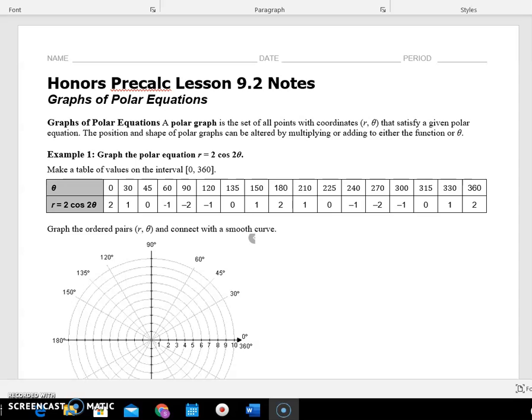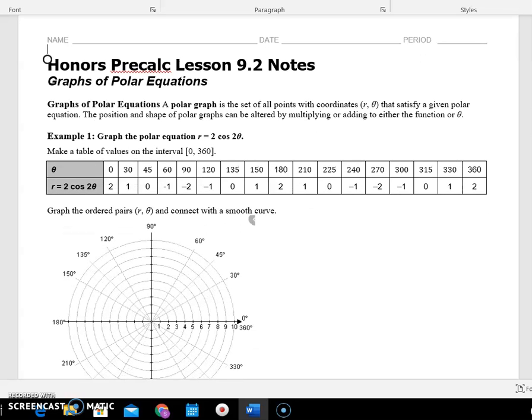We're going to do lesson 9.2, graphs of polar equations. And so we're going to do some graphs. Really not that difficult, to be honest. Just takes a little time, a little patience.